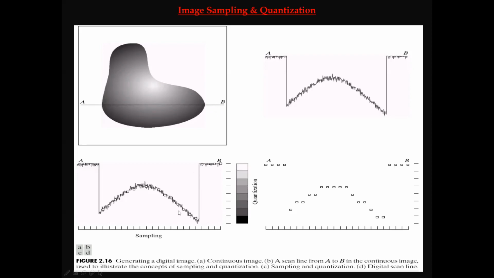Whatever the sampled output we have, there will be some noise while scanning, and here you can find that type of noise. After that, the quantized value of the single line AB is represented here. In the next class, we will concentrate on how to perform image sampling and quantization, and we will see what the effects are when we perform them. Thank you.